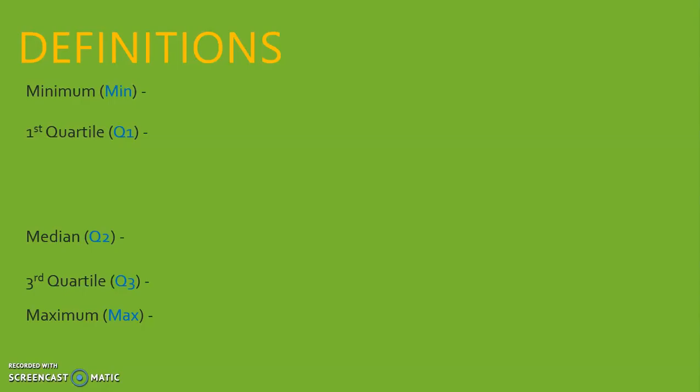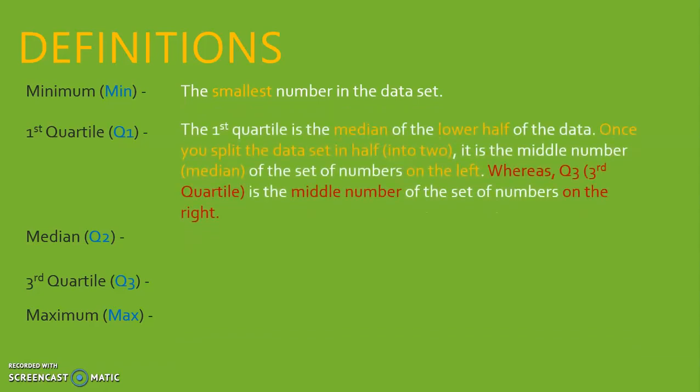Some definitions we want to go over. The word minimum, the abbreviation we have is MIN. The definition for that is the smallest number in the data set. First quartile or Q1. The first quartile is the median of the lower half of the data. Once you split the data set in half into two, it is the middle number, median, of the set of numbers on the left, whereas Q3 or the third quartile is the middle number of the set of numbers on the right.